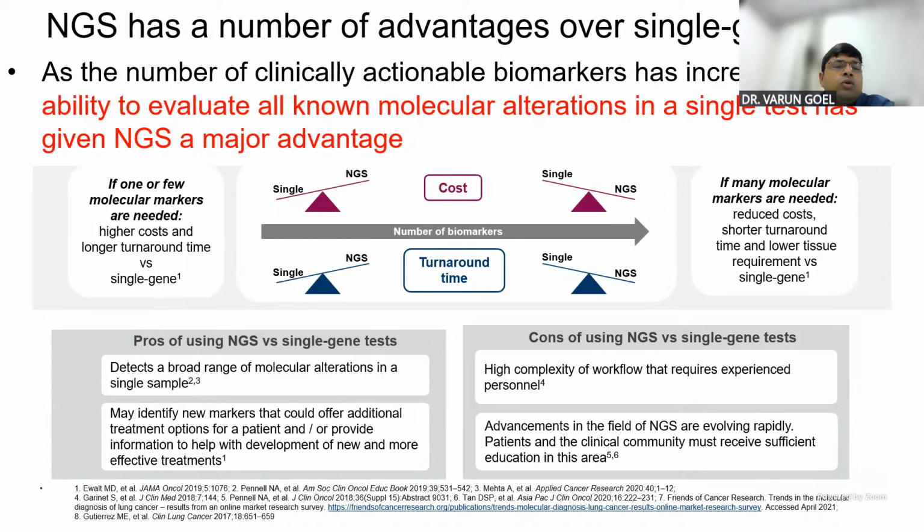If one or a few molecular markers are needed sequentially, then higher cost and longer turnaround time will result. Otherwise, if we go for NGS upfront, it decreases cost also.